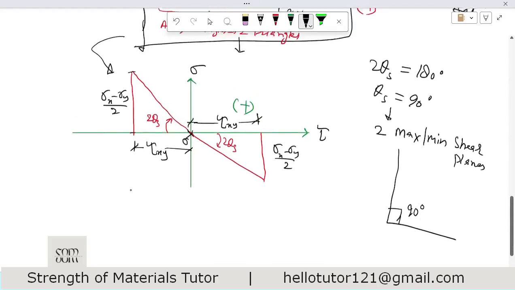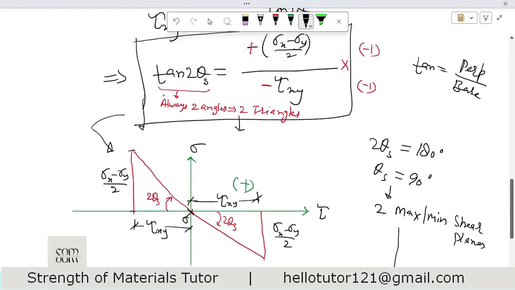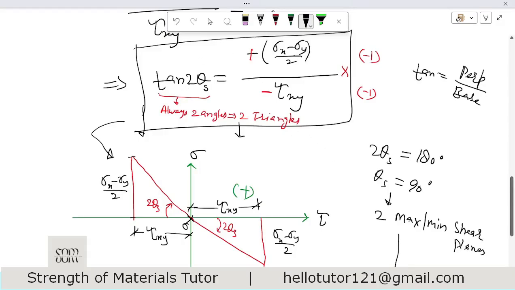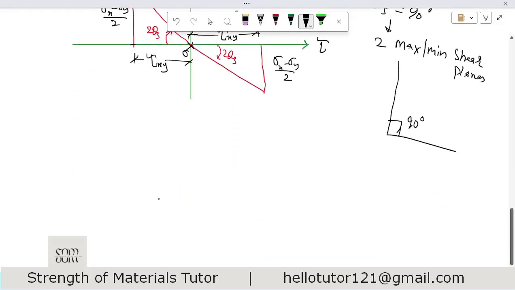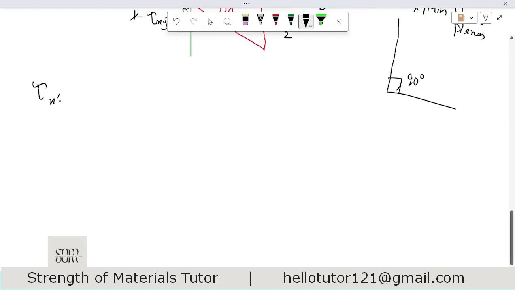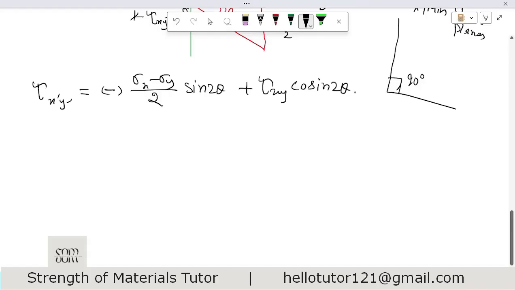Now since we found this angle, we found this formula of the maximum in plane shear stress. So now let us find the magnitude of the maximum shear stress. Now we know the value of shear stress, tau x prime y prime. I have repeated this formula many times in this video, and also in my previous classes. It is negative sigma x minus sigma y by 2 sine of 2 theta plus tau xy cosine of 2 theta, right?